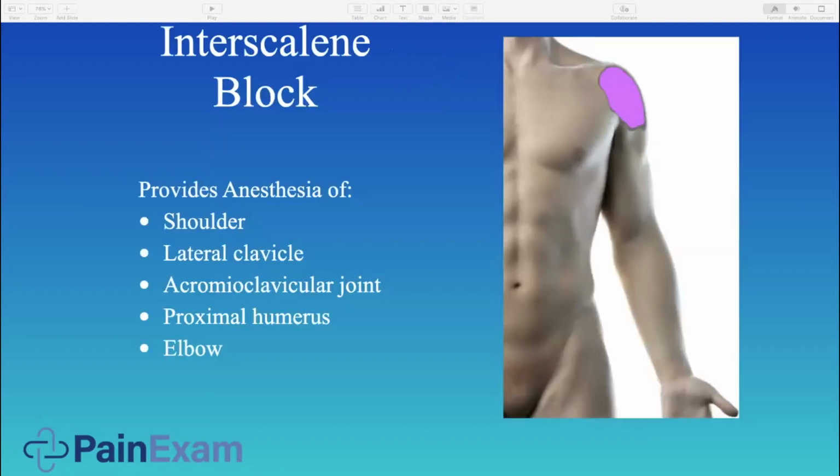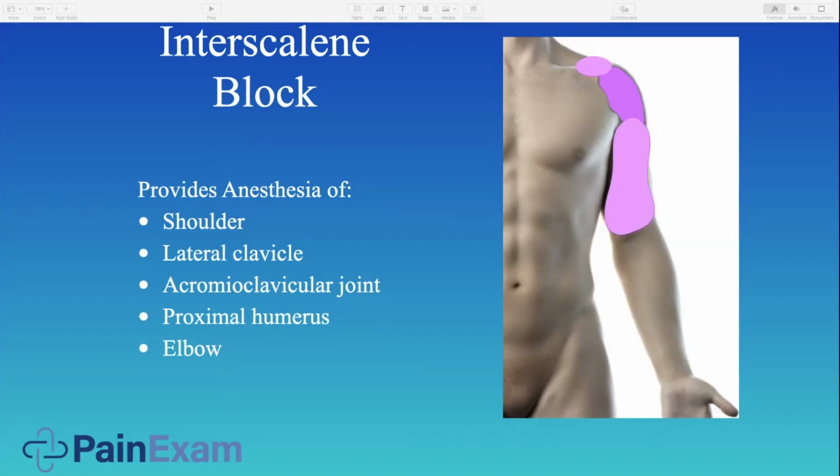The interscalene block will provide anesthesia of the shoulder, lateral clavicle, acromioclavicular joint, proximal humerus, and lower arm past the elbow, excluding the ulnar nerve.